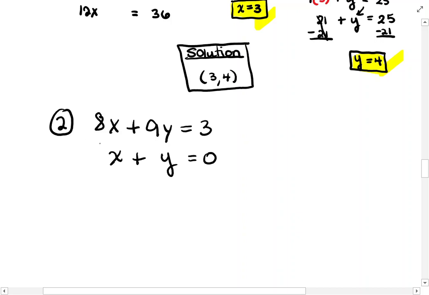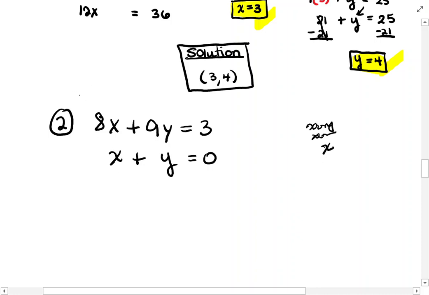Now check the coefficients. Are these coefficients the same? Nope, one's an 8 and this one's a 1. This one's a 9 and this one is a 1. All right, so they're not the same, and obviously if they're not the same, we can't even bother with checking the signs business. So now pick a variable, all right? X or Y, it really doesn't matter, so we're gonna go with X.